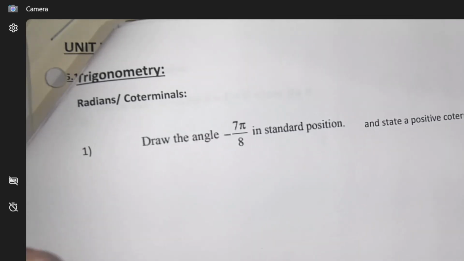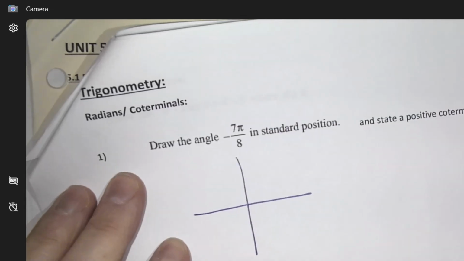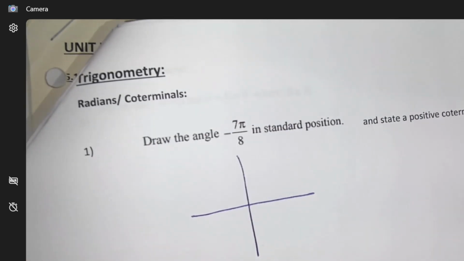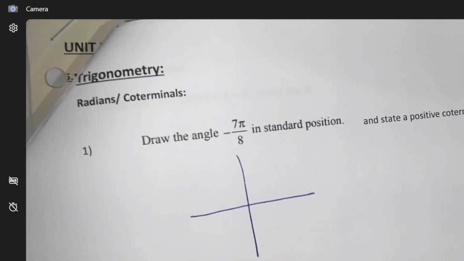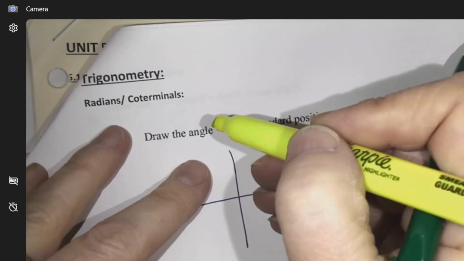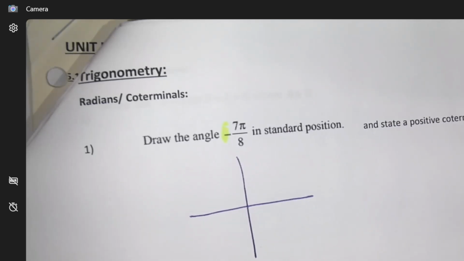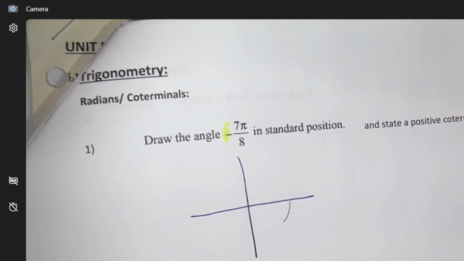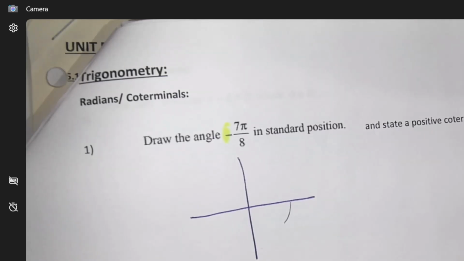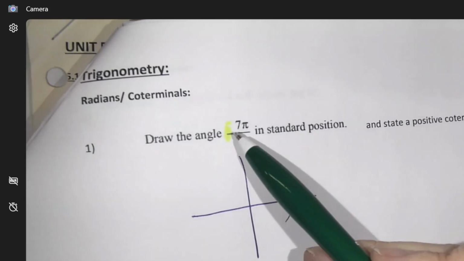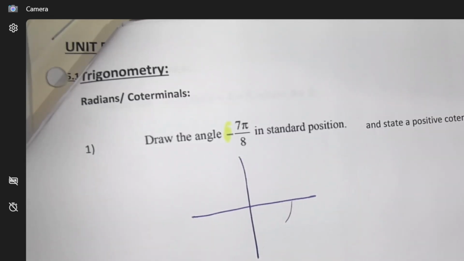Okay, drawing an angle. When you draw an angle, you need two things. You need to show me where it is and how it's swiveled. So, first of all, negative means I'm heading, swiveling downward. I'm going to swivel that way, negative. And 7 pi over 8, you don't have a calculator. How do you draw that?